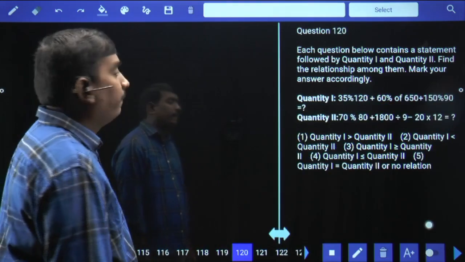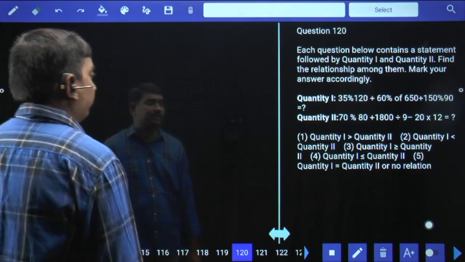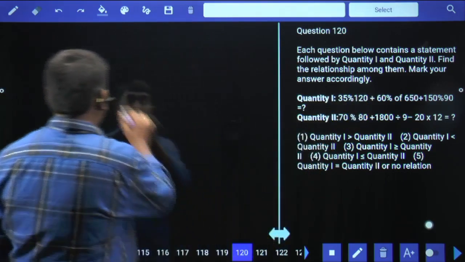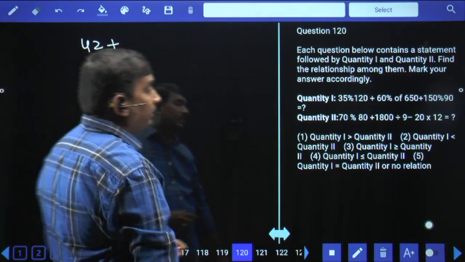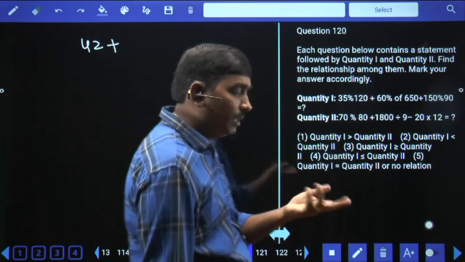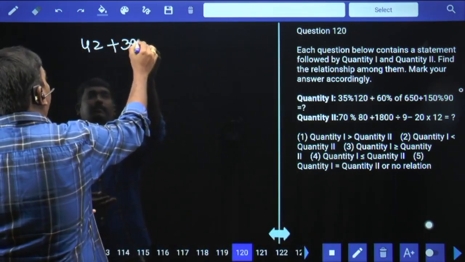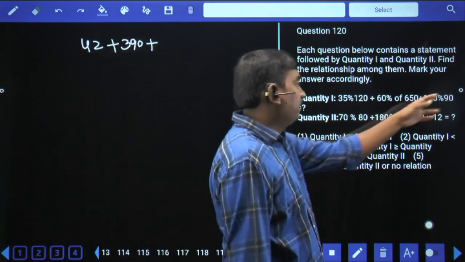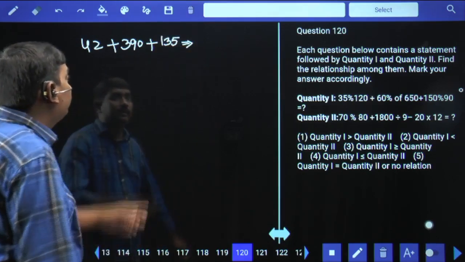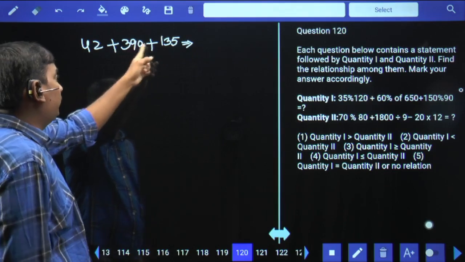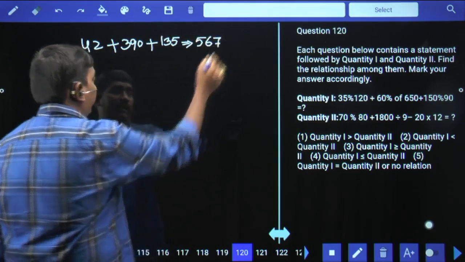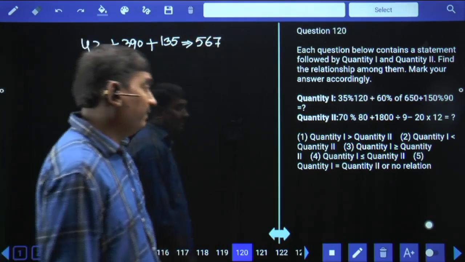35% of 120. 35% of 120 means 25% value, 1/4 of 120, nothing but 30, plus 10% value 12, that is 42. Plus 60% of 650. 6 sixes are 36, so 360, plus 30, 390. Plus 150% of 90 means 135. 390 plus 10, 400 plus 125, 525. 525 plus 42, 567.